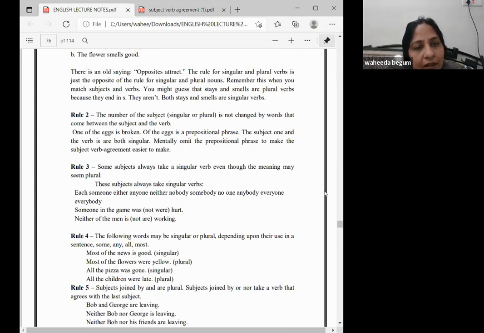Of all the boys in the class, one doesn't study well. Of all of them study well. Examples can be given like that. So the subject one and the verb are both singular over here. Understand?